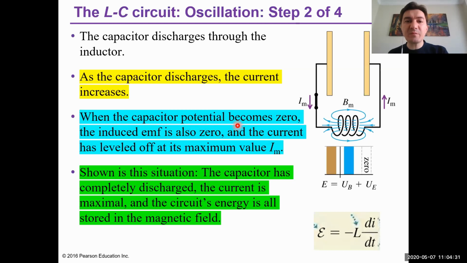When the capacitor potential becomes zero, the induced EMF is also zero here. So let me start from that point. At the beginning, we have positive charge here, negative charge here, and there will be current within that circuit, right? So the current will increase, and then the charge on that plate and that plate of the capacitor will decrease. The charge will decrease and current will increase.